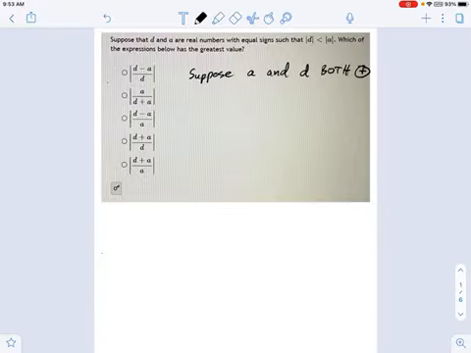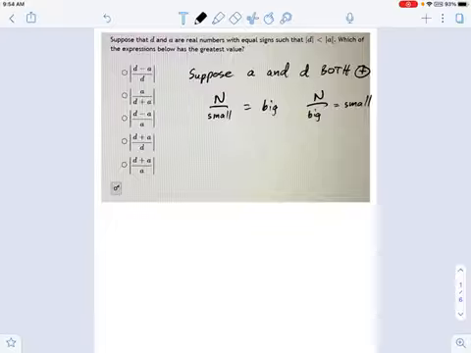I want to remind you of something, which is that if you have a number and you divide it by something small, you get something big. And if you have a number and you divide it by something big, you get something small. So keep in mind that we're looking for big results, right? We want things with the greatest value. So how can I get great values? The big things, I have to divide them by small things.